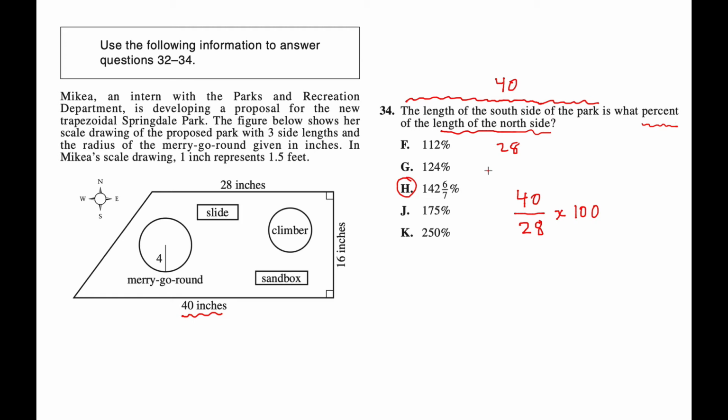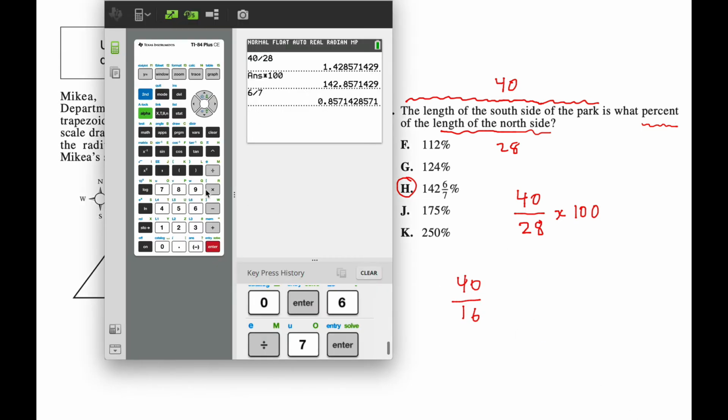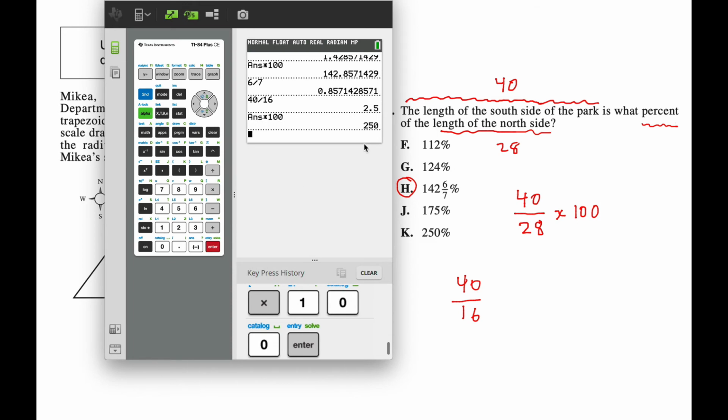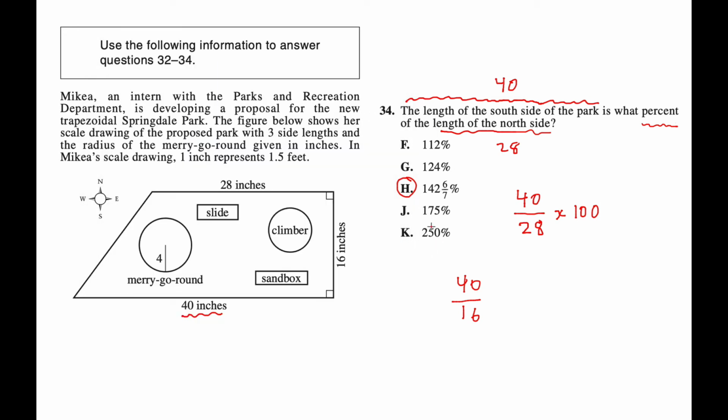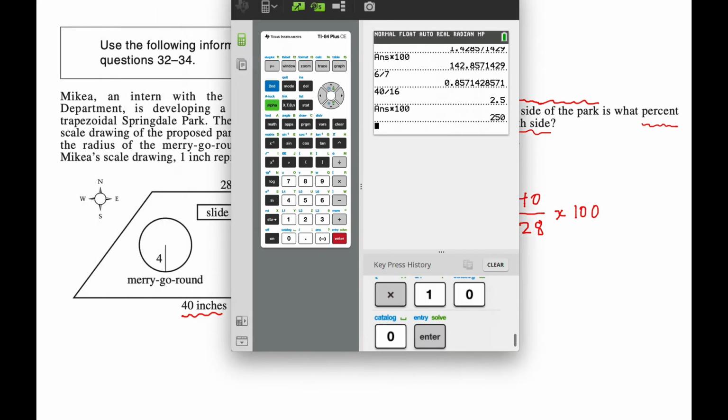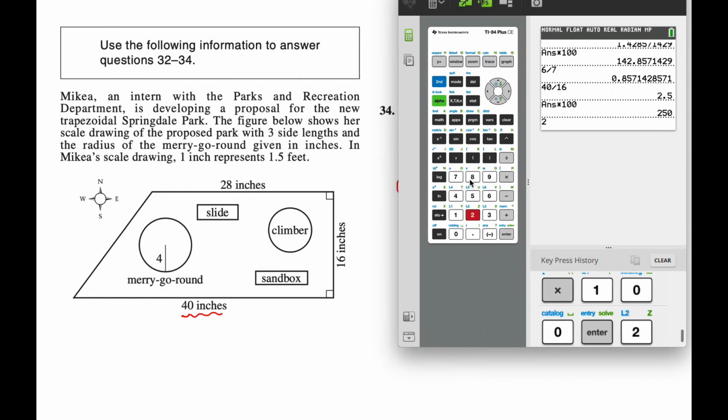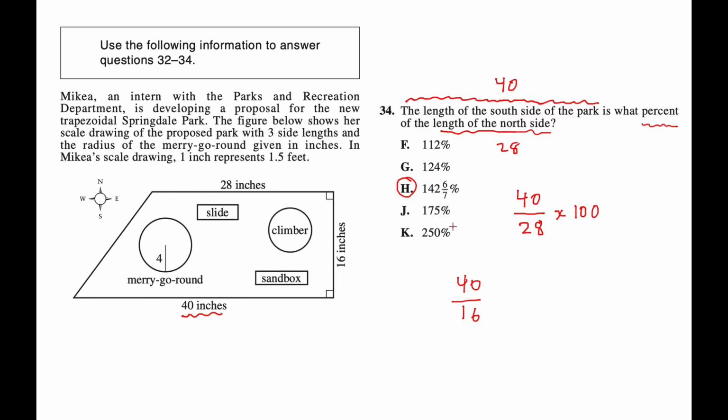As I mentioned earlier, for these types of questions, the ACT likes to anticipate mistakes in mixing small things up. So for example, K of 250% reflects misreading this as comparing the south side to the east side. So if we did 40 over 16 instead of 40 over 28, then let's see what we'd get. 40 divided by 16, multiply that by 100, we get the 250%. Similarly with answer choice J of 175%, that could reflect basically doing the north to the east side. So if we do 28 divided by 16 and then multiply that by 100, we get 175%. So again, mixing up the sides.